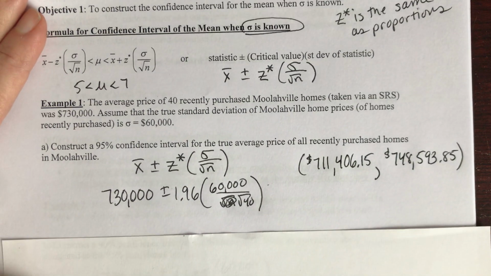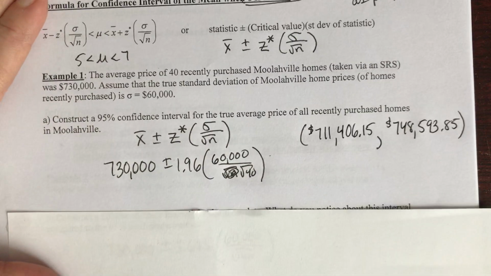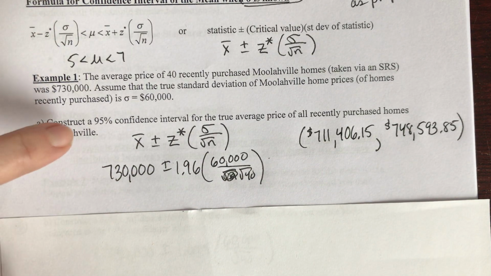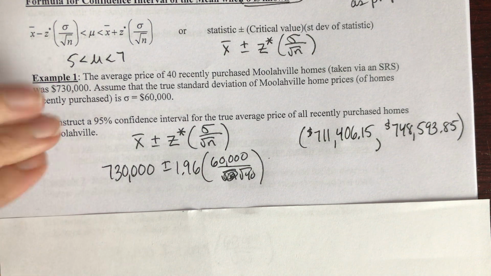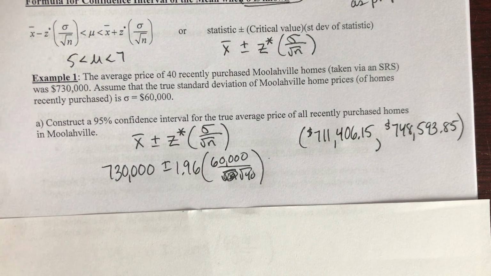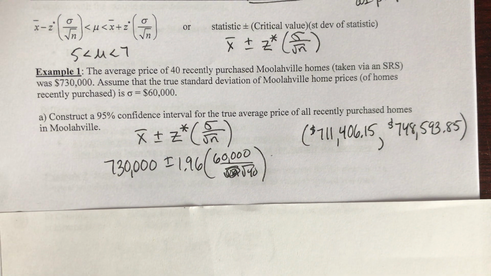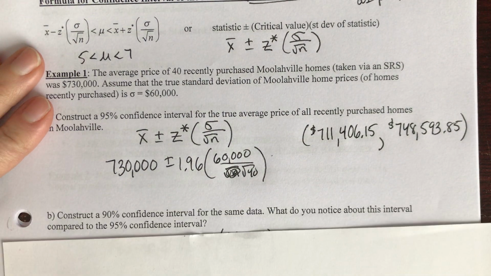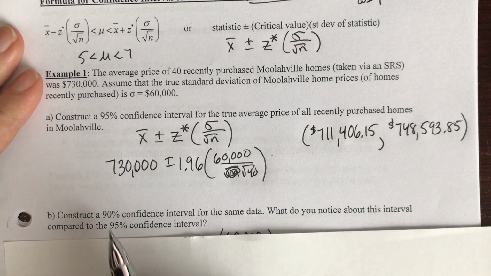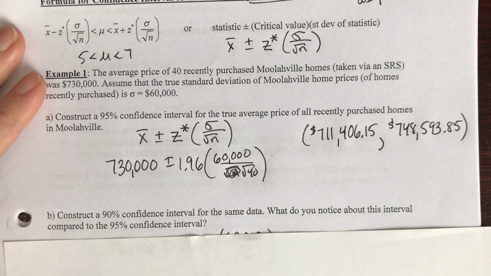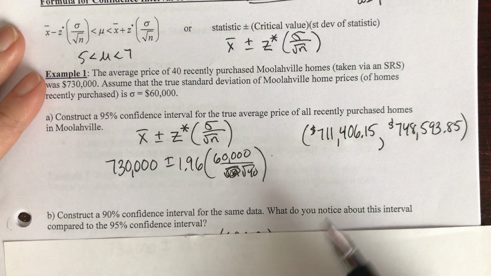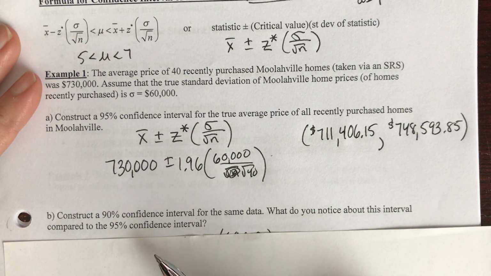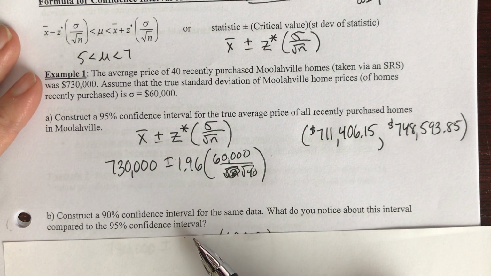Now let's think about how it's going to be impacted. If we were to interpret it just like we interpreted with proportions, we could say I'm 95% confident that the true average price of all recently purchased homes in Moulaville is between this number and this number. For part B, it's saying now we want to construct a 90% confidence interval for the same data set. And what do we notice about this interval compared to the 95% confidence interval?